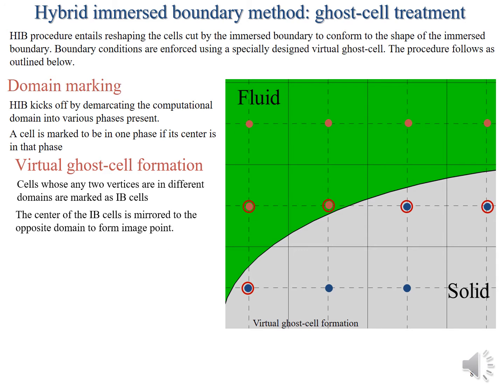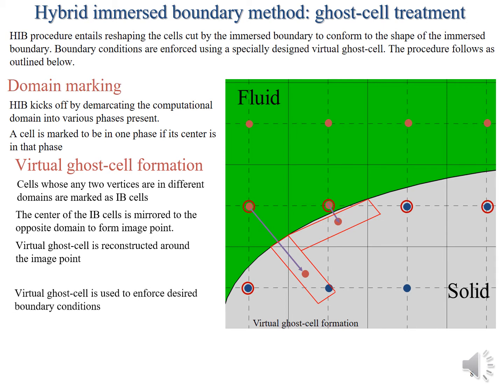Secondly, we mirror the boundary cell across to the opposite face and form an image point there, as you can see. Finally, we construct a virtual cell around the image point, where the virtual forces will impose the boundary conditions.